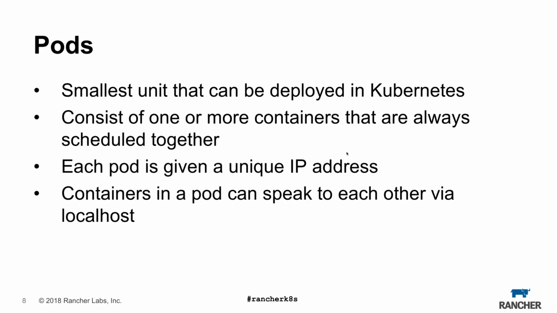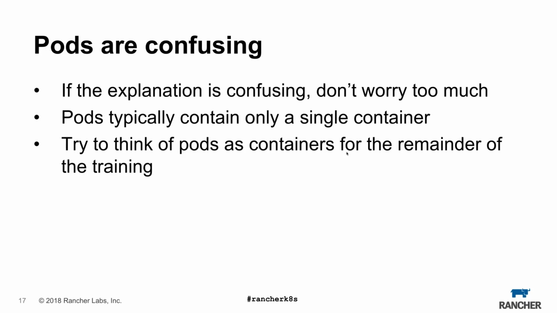A pod is basically the smallest unit that can be deployed in Kubernetes. It can consist of one or more containers that are always run together. So containers inside of a pod are always spun up together. You can't spin up and down a single container in the pod. Each pod does have a unique IP address, and containers in a pod can speak to each other via localhost. So similar to running two services on your laptop, you can talk to them over localhost. The same thing happens when you're running two services in a pod. They do share essentially the same PID.